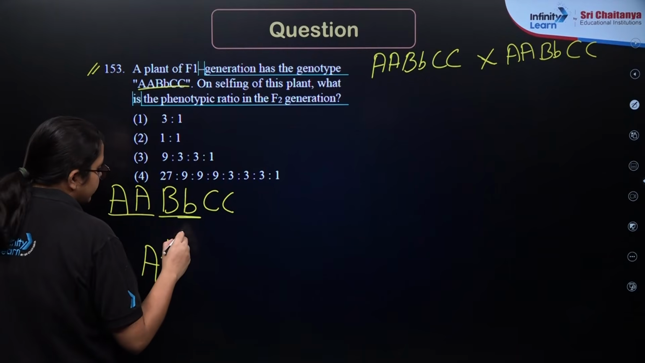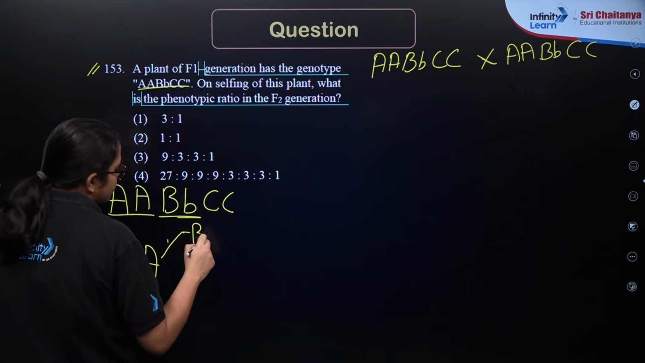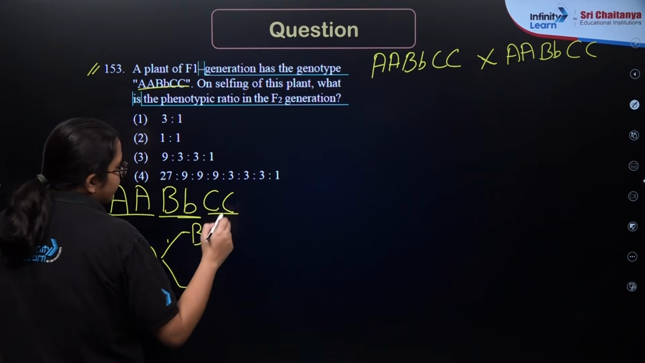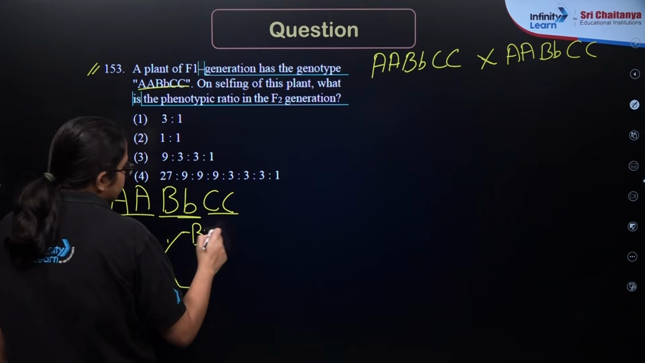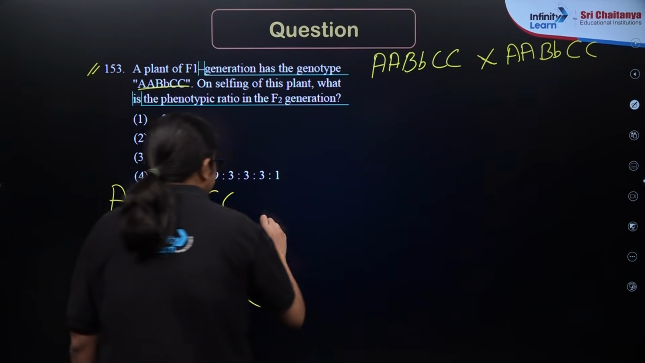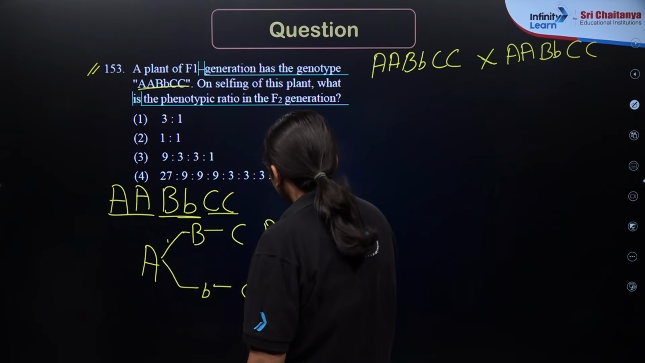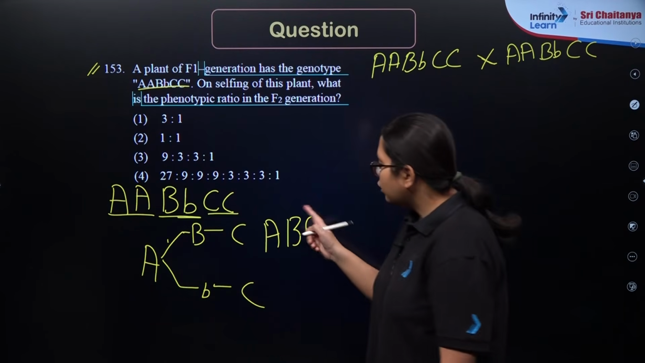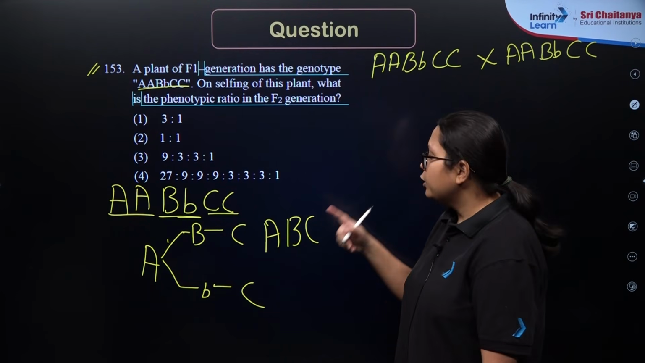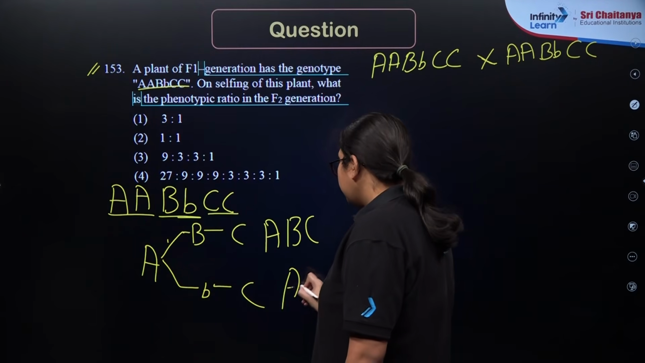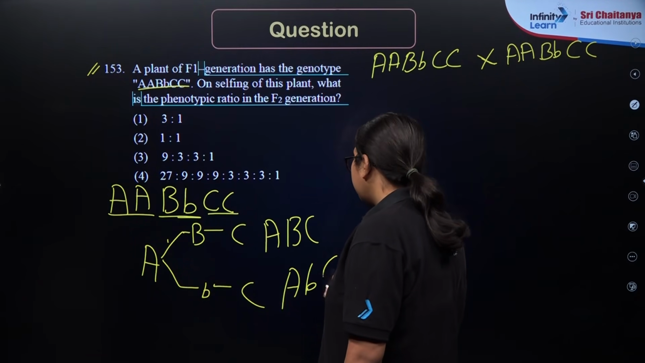So this capital A can combine with capital B. It can also combine with small b. C is again the same, both are capital C, so it will be C only. So it will form 2 types of gametes: capital A, capital B, capital C. Sorry, all 3 are dominant genes. Capital A dominant, capital B dominant, capital C dominant. And capital A, small b, but capital C.